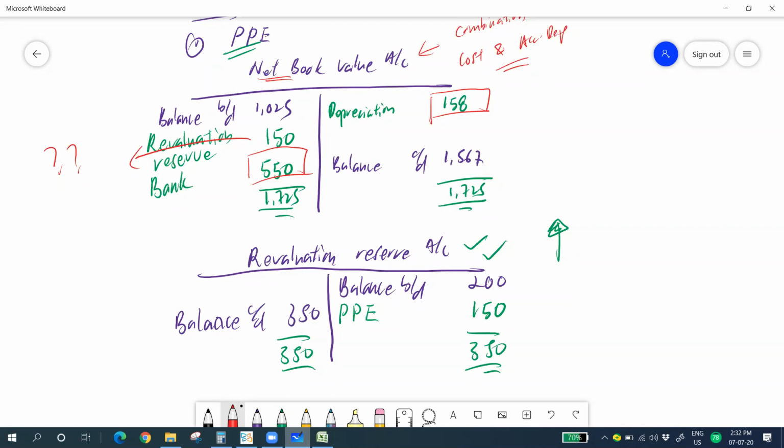Guess, just simply guess. It's okay, just give me your answer. Should this amount be recorded in the cash flow statement or not? This 150.